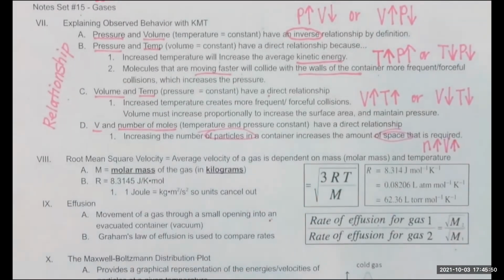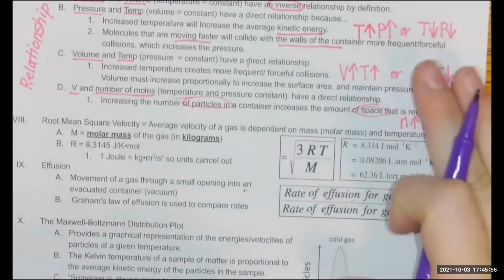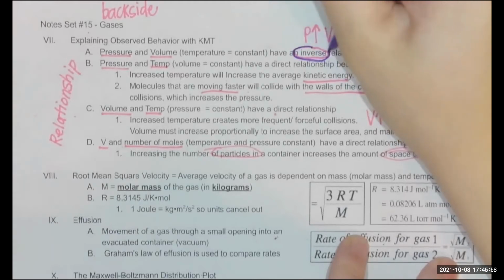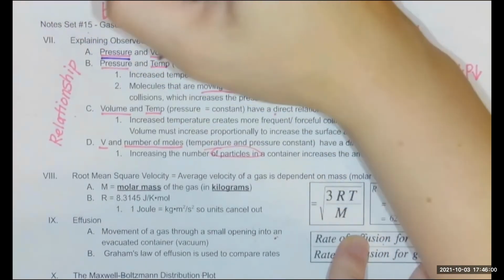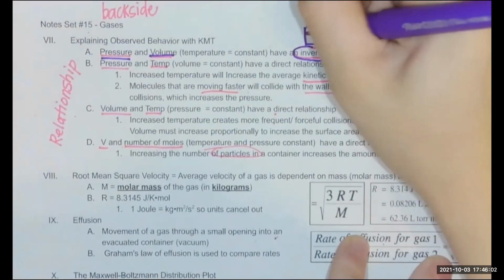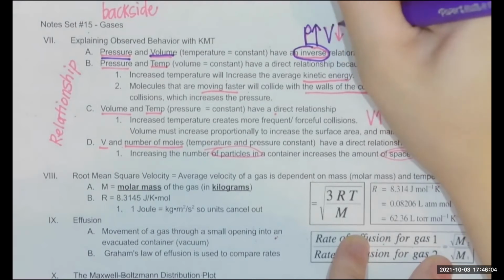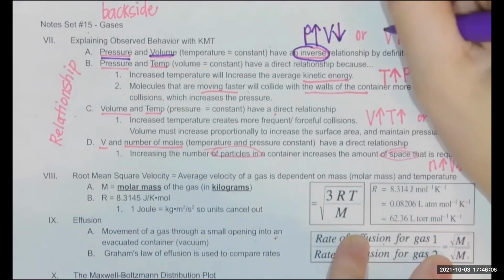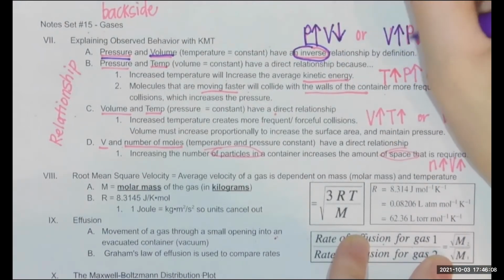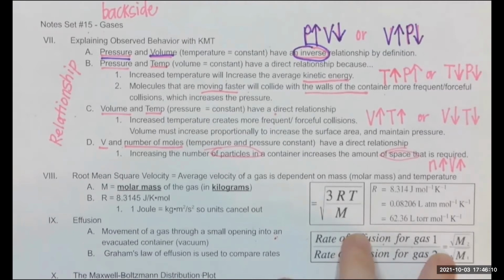The one that really trips up students a lot is the first one, that inverse relationship between pressure and volume. If pressure is going up, volume is going to be going down, assuming that all of the other variables are not changing.